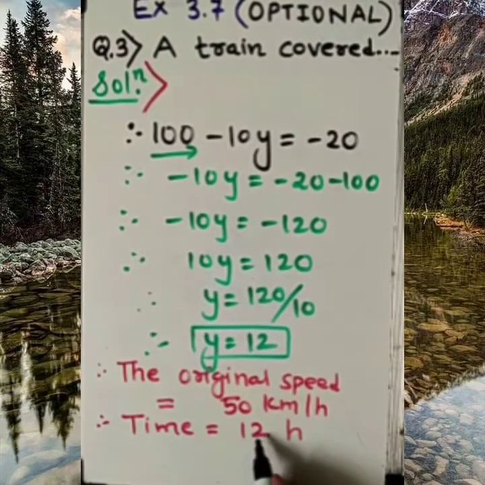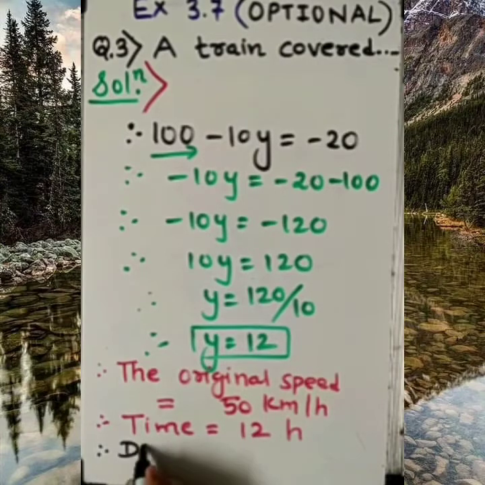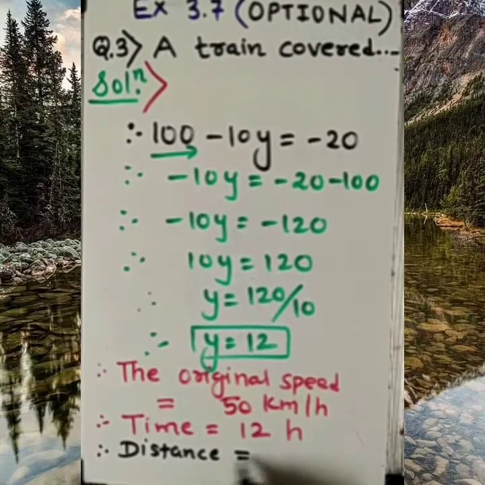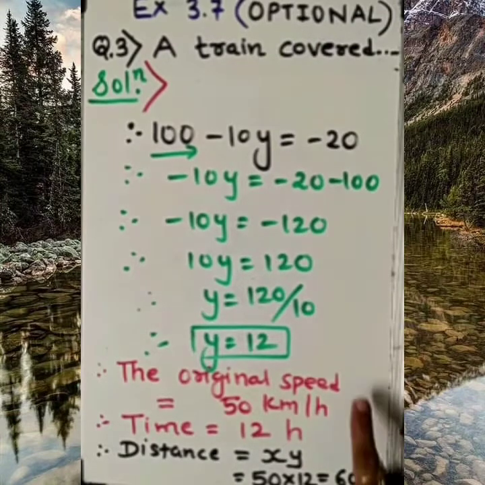Individually we got these values, but how much is the distance between the two places? We know distance equals speed into time. So we write 50 into 12. We know 12 fives are 60, so the distance covered is 600 kilometers. Once again I am explaining a little here: the original speed of the train is 50 kilometer per hour.